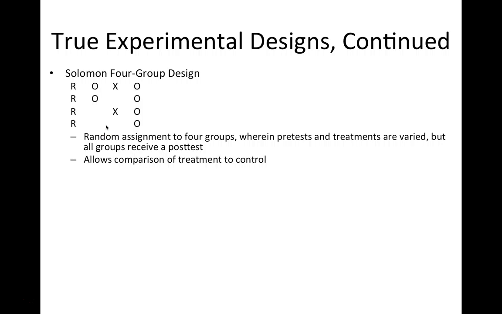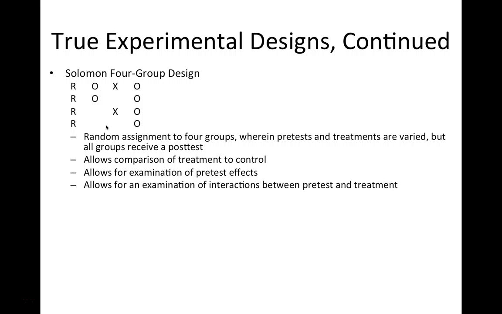And so we can get some comparison of treatment to control, and we can also examine those pretest effects and try and see if those are actually making a difference in our outcome. This also allows for an examination of interactions between pretest and treatment, which your book talks a bit more about, and we'll talk a bit more about those in a second. This is logistically and statistically challenging to examine, so it's a much more complex design. Most people opt for a more traditional standard 2-group pretest post-test design because it is simpler to conduct and to then statistically analyze those data.